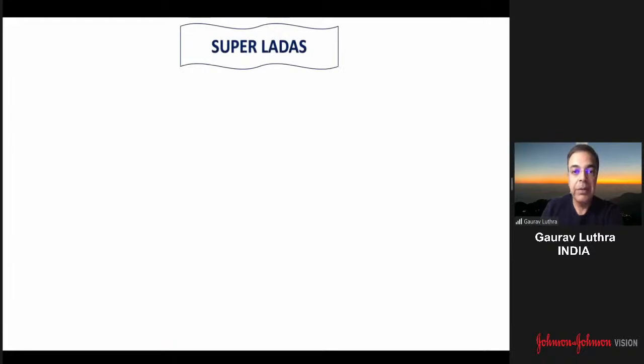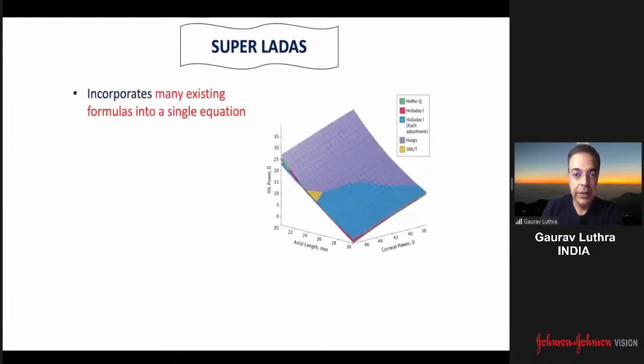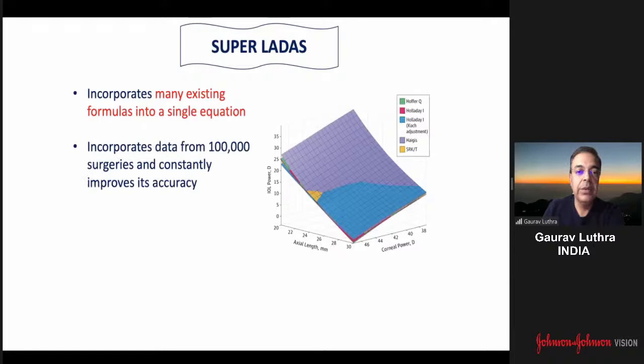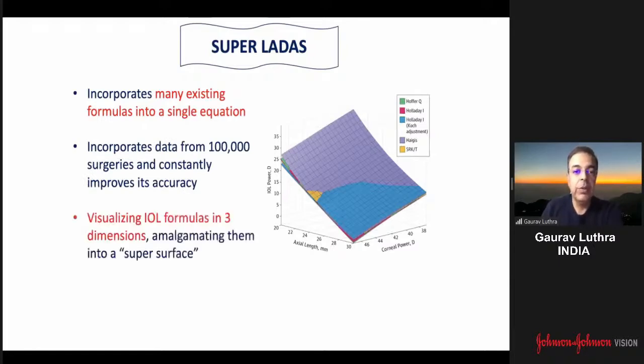And coming on to a couple of the other formulas which have also been pretty useful of late, and they're coming up really well, is the Super Ladders formula, which actually incorporates many of the existing formulas into a single equation, and then it picks which formula might work best for you. It also incorporates data, and in real time it's growing with more and more numbers, and it tries to visualize the formulas in 3 dimensions.